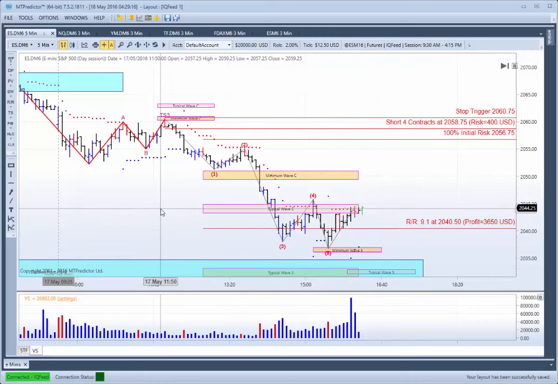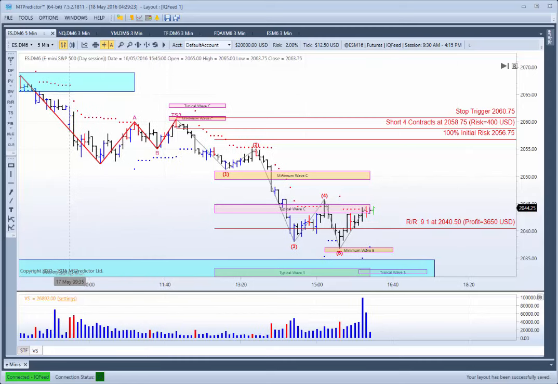So a good example of how to use the tools in the MTPredictor software program on a day like yesterday, which was the 17th of May on the US E-minis.